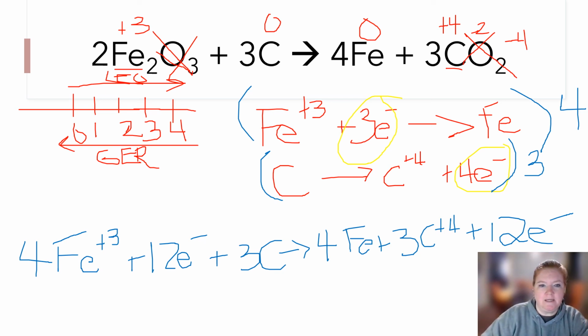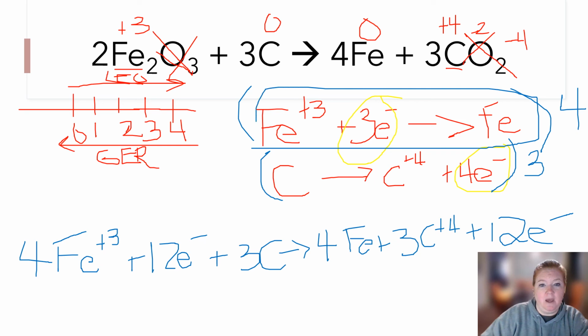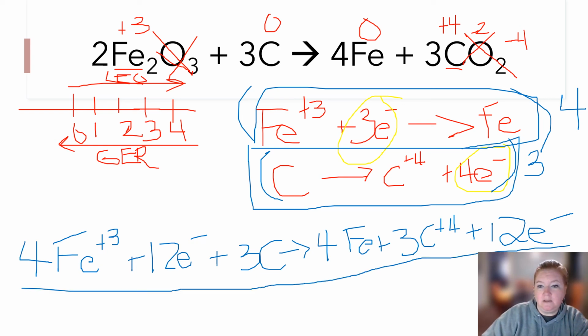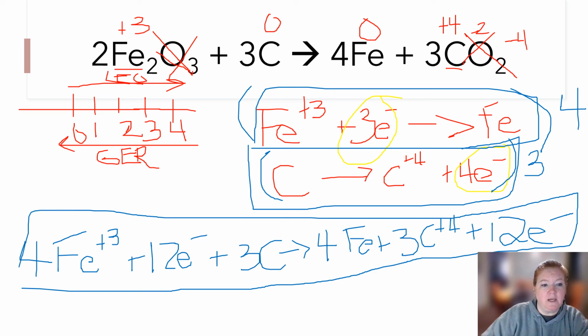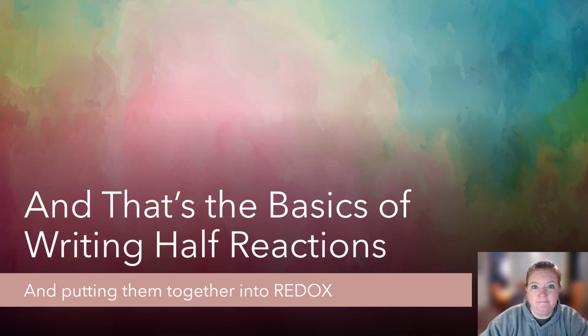When you're writing the oxidation half reaction, you can just write this. This is reduction. And when you're writing the oxidation, you can just write this. When you're writing the full redox, you need to have the number of electrons be the same on both sides of the equation. And there you go. That's the basics of writing half reactions and putting them together to make redox. I hope you learned something new today.